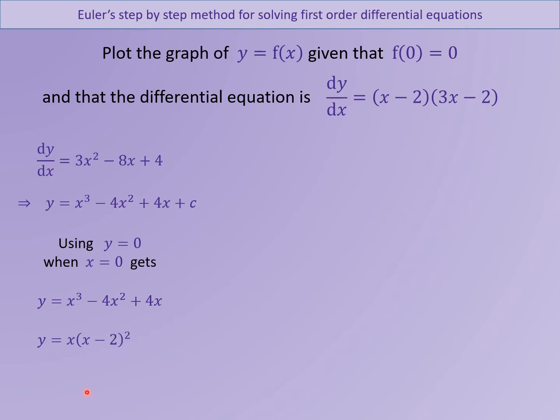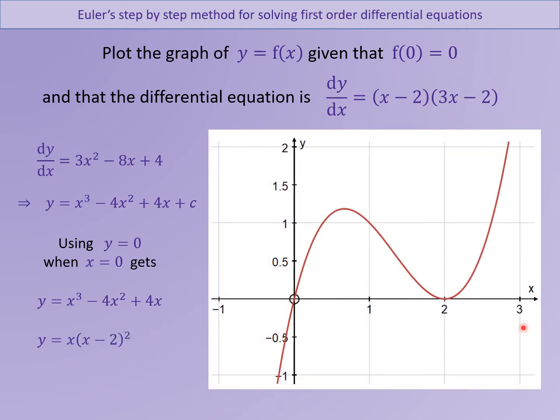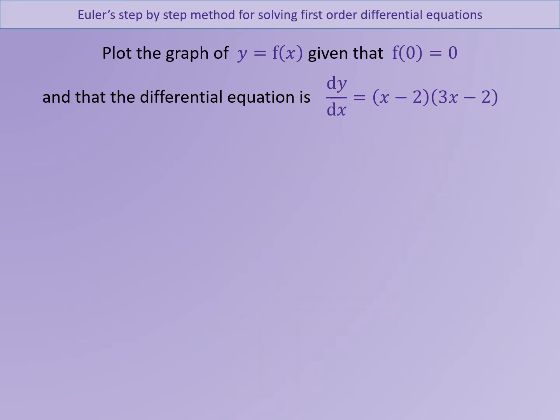Now for this one, it's fine. We can factorize it, we can sketch it, that's what our graph's going to look like. But let's for argument's sake pretend we couldn't integrate this. We're going to see that Euler's method can be used to approximate these values on this curve. For example, if I said, what's the y value when x equals 1, how would you use the differential equation to do that if you couldn't integrate it? Now we know the answer is 1, but we need a method to do that if we couldn't integrate. And that's what Euler's step-by-step method does.